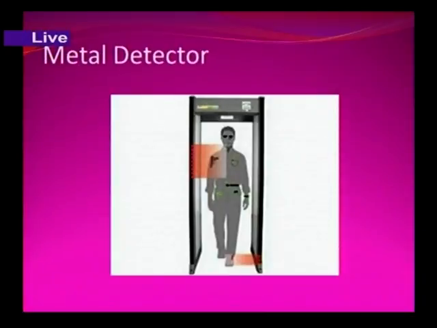Let me explain how the metal detector produces sound. Here this is a metal detector, and he is the person crossing through it. In this metal detector there will be coils. Whenever he carries a gun or the like, this gun acts as a magnet. Due to this, the metal detector produces sound. So this is also working under the principle of electromagnetic induction.